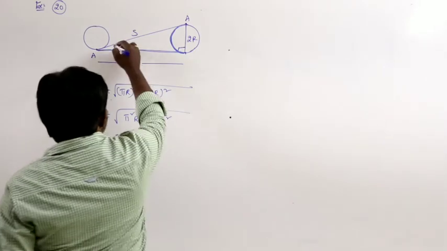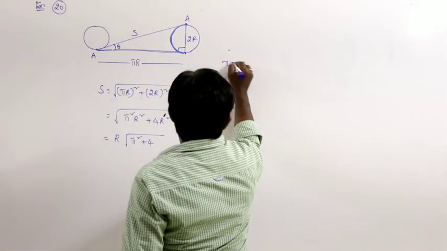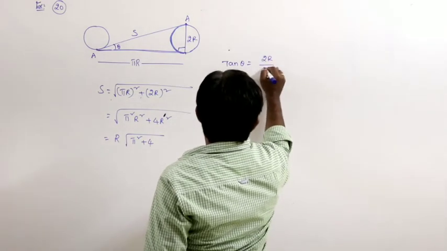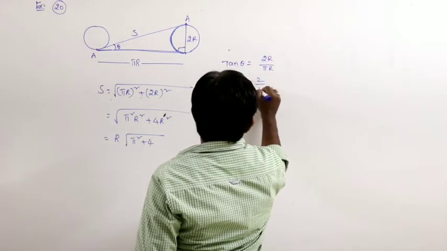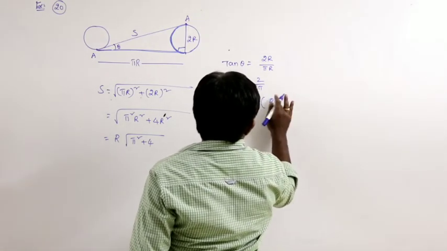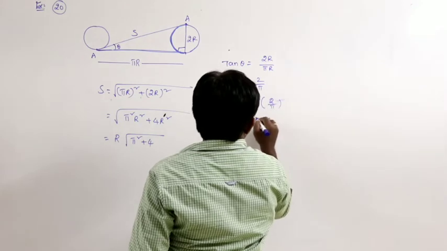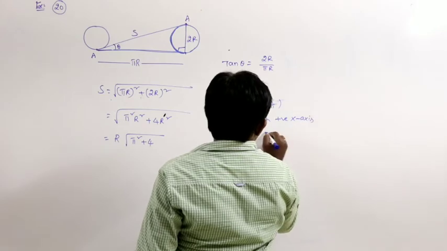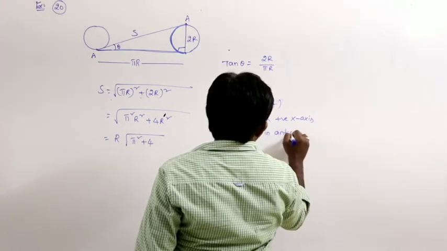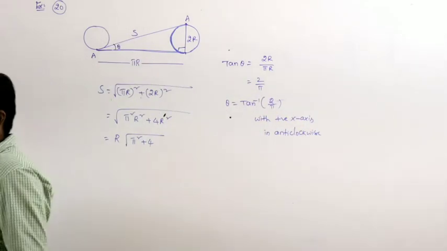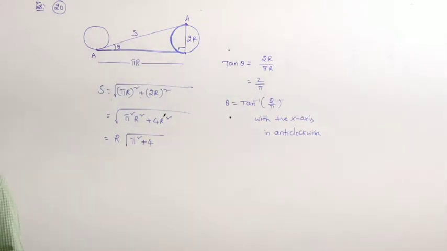And theta, what is the angle here? Tan theta can be written as opposite side by adjacent side, 2r by pi r. So that is 2 by pi. So theta is equal to tan inverse 2 by pi with positive x-axis in anti-clockwise direction. Anti-clockwise is also called counterclockwise direction.